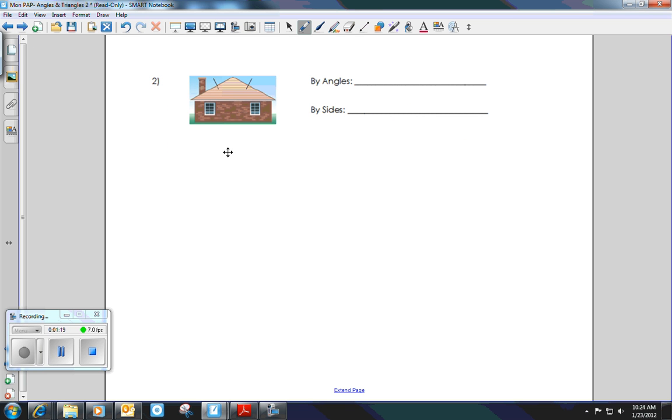Okay, looking at this one. All right, we have another triangle here. This angle up here at the top, if we were to measure it, is greater than 90 degrees. So by angles, this is an obtuse triangle. And then of course we have the little hash marks here. There's one here and one here. That means these two match. So this is still isosceles.